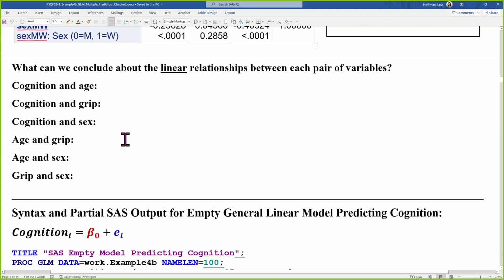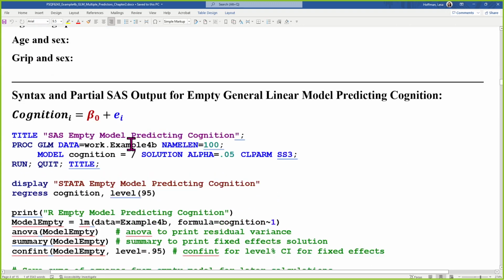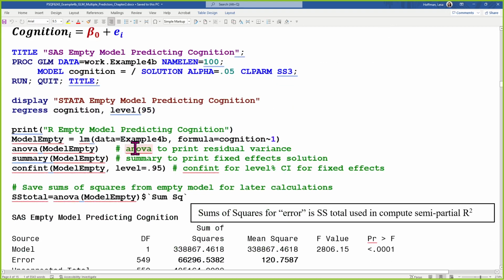So I think we did this. We did the empty model. Does that sound familiar? Maybe? Okay.